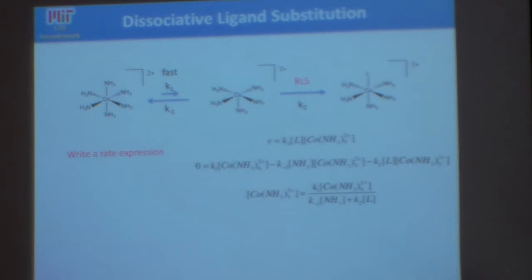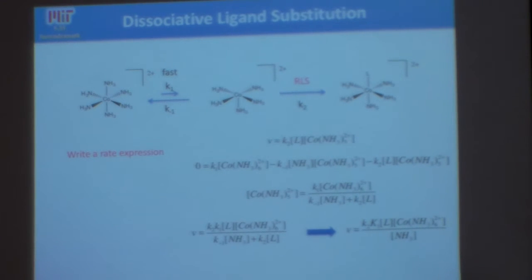If you rearrange terms here, you can essentially determine an expression that will rewrite this in terms of the concentration of species you know, like the cobalt hexamine, and the relevant rate constants. And if you put these two together, what you'll find is that the overall rate is now governed by the K1, the K2, as well as this K minus 1, and K2 times L.